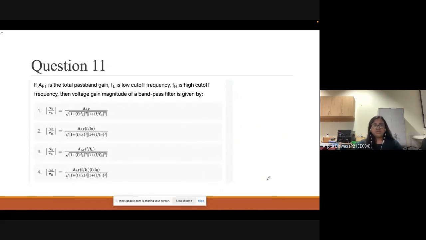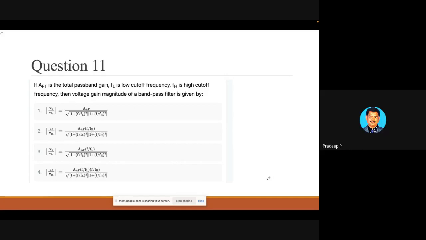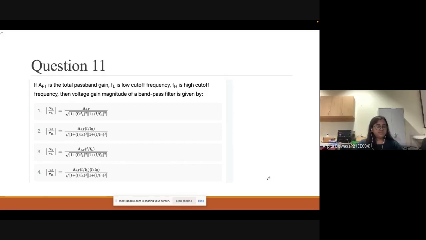So this is question number 11. If AFT is the total bandpass gain, FL is the low cutoff frequency, FH is the high cutoff frequency, then the voltage gain magnitude of a bandpass filter is given by. Now we are going to solve some MCQ type questions, then for the last 3-4 questions we will solve numericals. Go through the options carefully and tell me the right answer. There is no hurry, take your time. Option 3, madam.